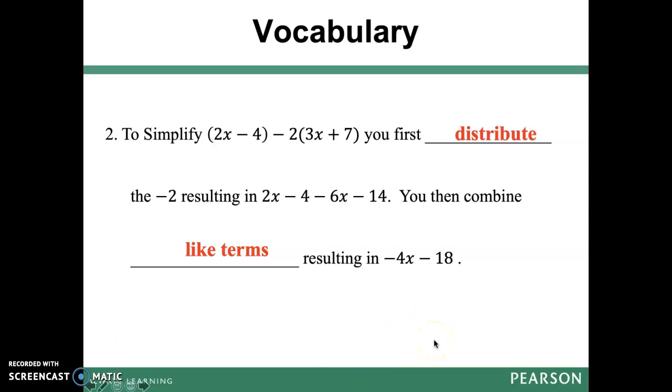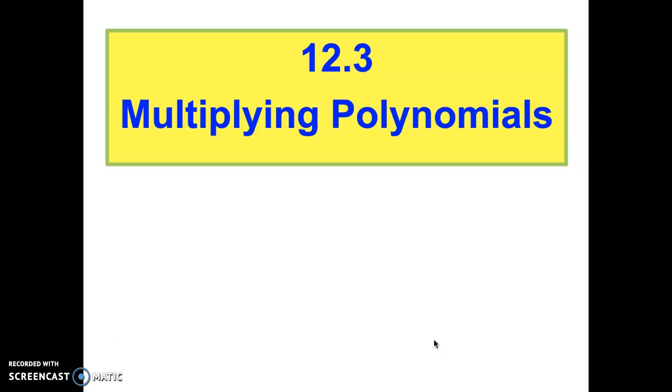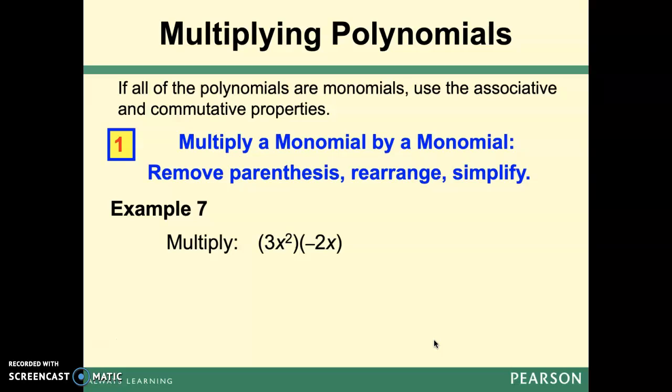Okay, so adding and subtracting isn't too bad. Let's talk about multiplying. It's not that bad either. Okay, multiplying polynomials. If all of the polynomials are monomials, use associative and commutative properties. I've broken down multiplying polynomials into different types. And the first type that you may be multiplying together is multiplying a monomial by another monomial.